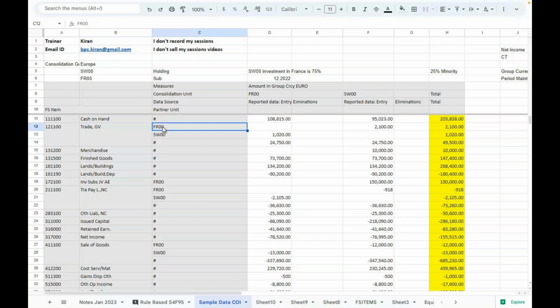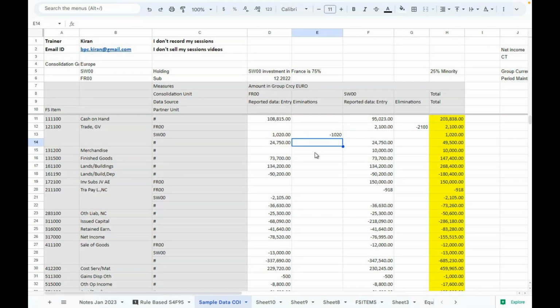France elimination. Switzerland is having a transaction with France. How much? 2100. So that should be eliminated, so minus 2100. I am creating the minus 2100 because Switzerland's intercompany transaction with France is 2100. Same way, France's intercompany transaction with Switzerland is 1020. This also I have to eliminate because the trading partner is available. So here also minus 1020.